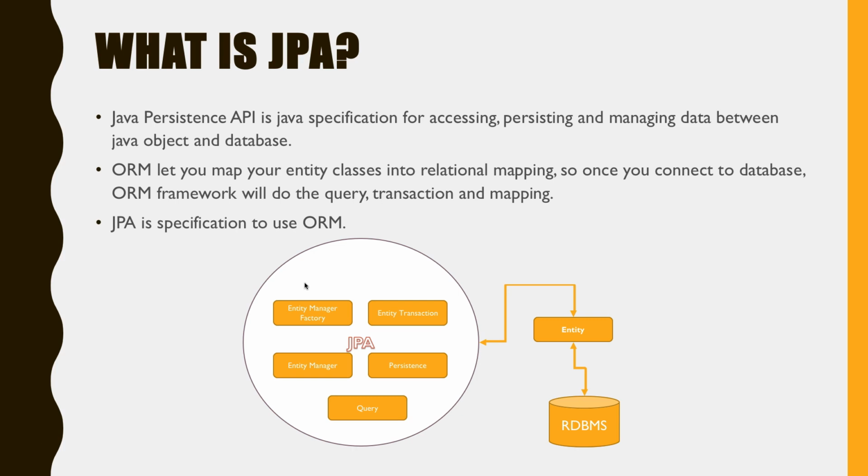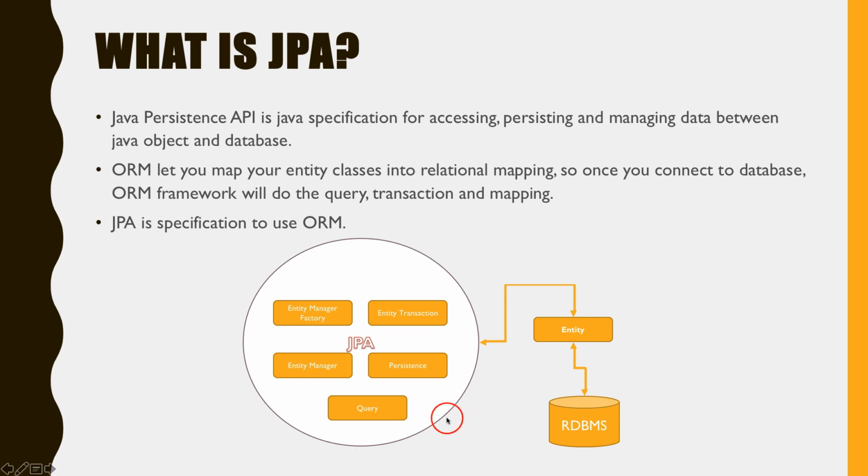and database. For that we are using ORMs. One example is Hibernate, which allows you to map your entity classes into a relational mapping so that once you connect with your database, your ORM framework will do the transactions, mapping and queries, all those things. And JPA is a specification to use ORM. So it provides you an interface to access those ORM frameworks.